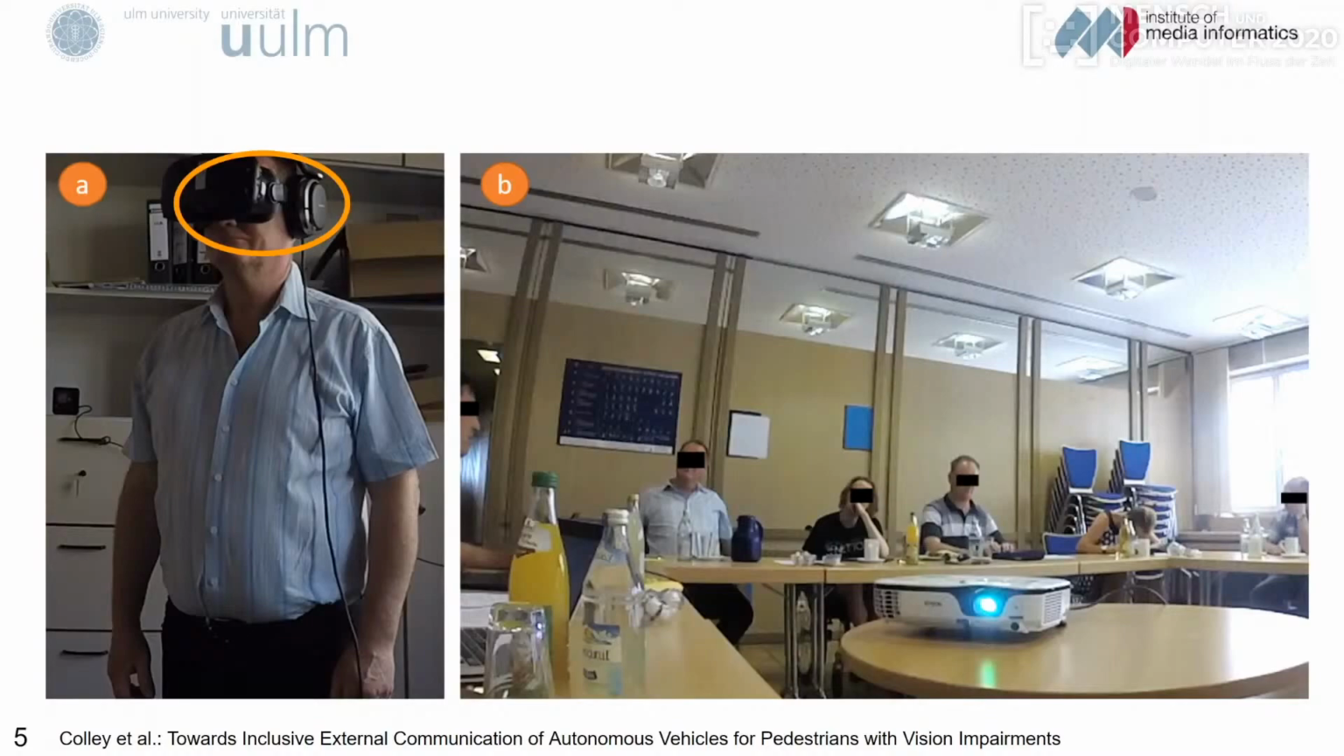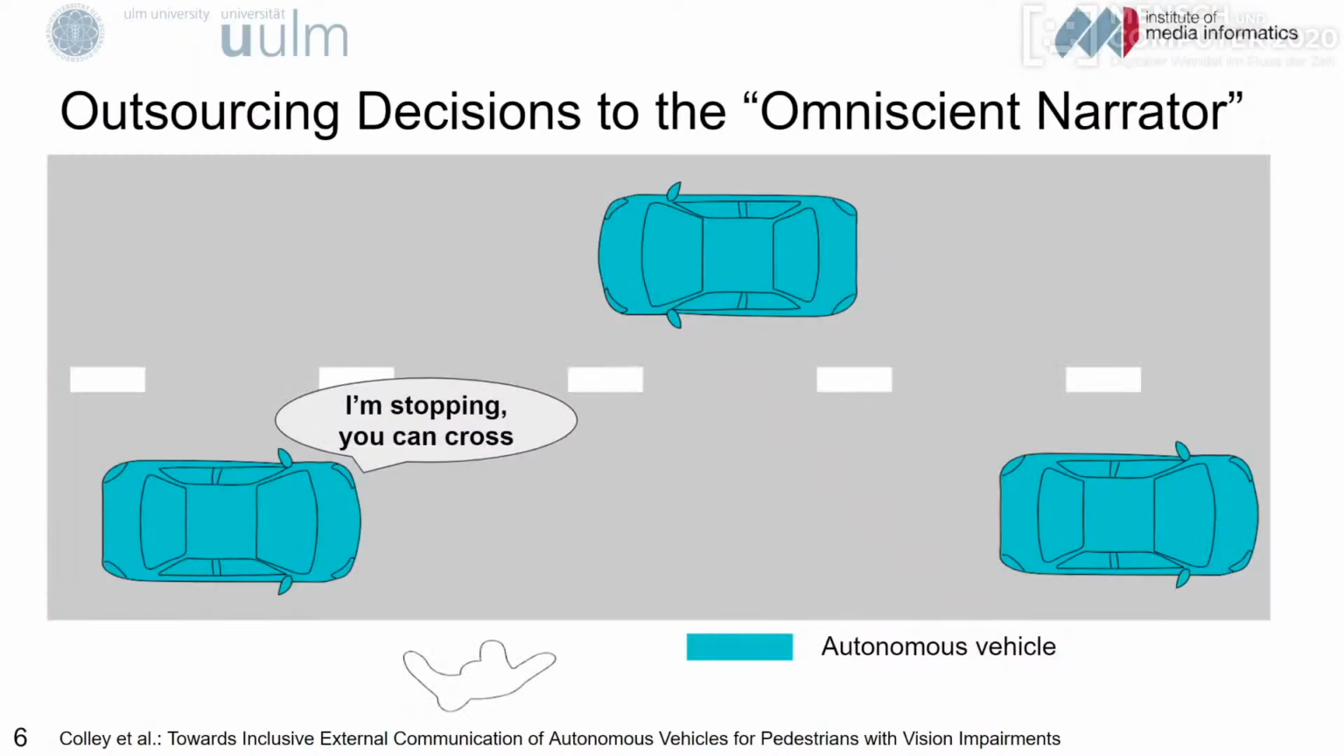A novel concept, the omniscient narrator, was proposed. In fully automated traffic, vehicles can communicate with each other via vehicle-to-X technology. This can be used to determine the perfect timing for the vehicles to stop, based on the presence of pedestrians. Only the nearest vehicle could communicate via the auditory channel with the pedestrian, therefore acting as an omniscient narrator. This would avoid noise pollution. Current concepts implicitly assume that all relevant autonomous vehicles will communicate with the pedestrian.